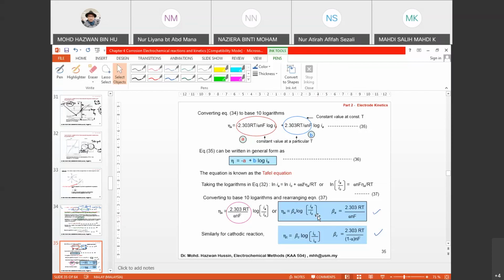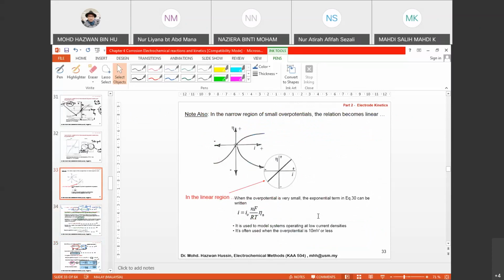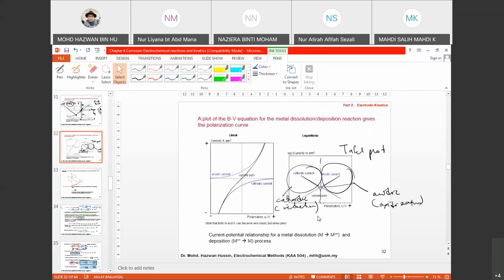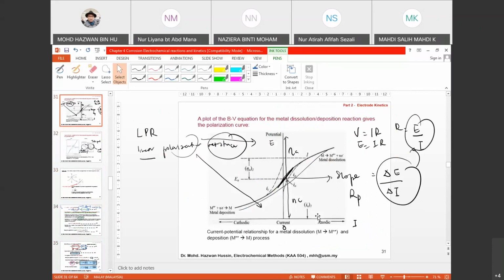Any questions? Sir, can you go back to page 33? Sorry again? Can you go back to page 33? No, the previous one? This one? Oh, the previous one. Yeah, this. Okay, yes. I wanted to ask about R is equal to E over I. Where do we get this law?